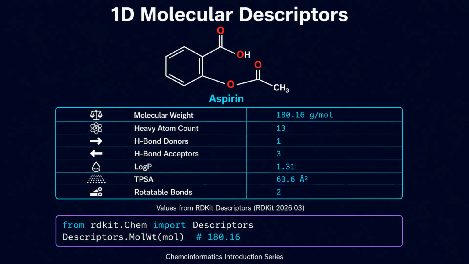These simple descriptors are surprisingly powerful. Lipinski's famous rule of 5 uses just molecular weight, log-P, and hydrogen bond counts to predict drug likeness. RD-kit makes calculating these trivial with the descriptors module.